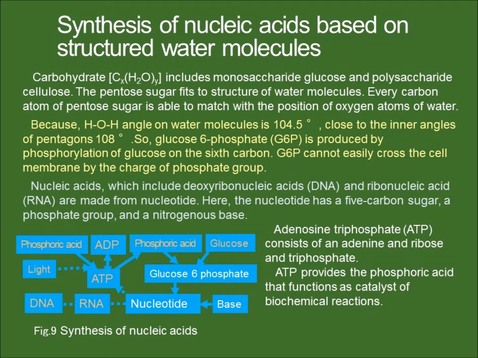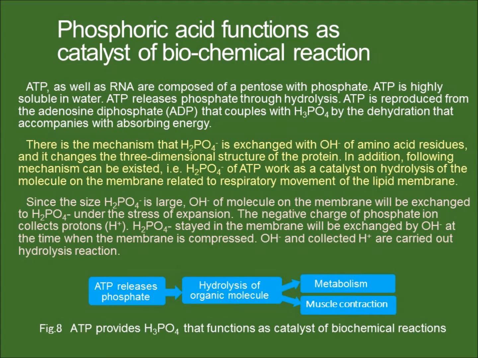Nucleic acids, which include deoxyribonucleic acid and ribonucleic acid, are made from nucleotides. Each ribonucleic acid nucleotide has a 5-carbon sugar, a phosphate group, and a nitrogenous base. Adenosine triphosphate consists of an adenine and ribose and triphosphate. Adenosine triphosphate is highly soluble in water. Adenosine triphosphate provides the phosphoric acid that functions as a catalyst of biochemical reactions. Phosphoric acid functions as a catalyst of biochemical reaction.